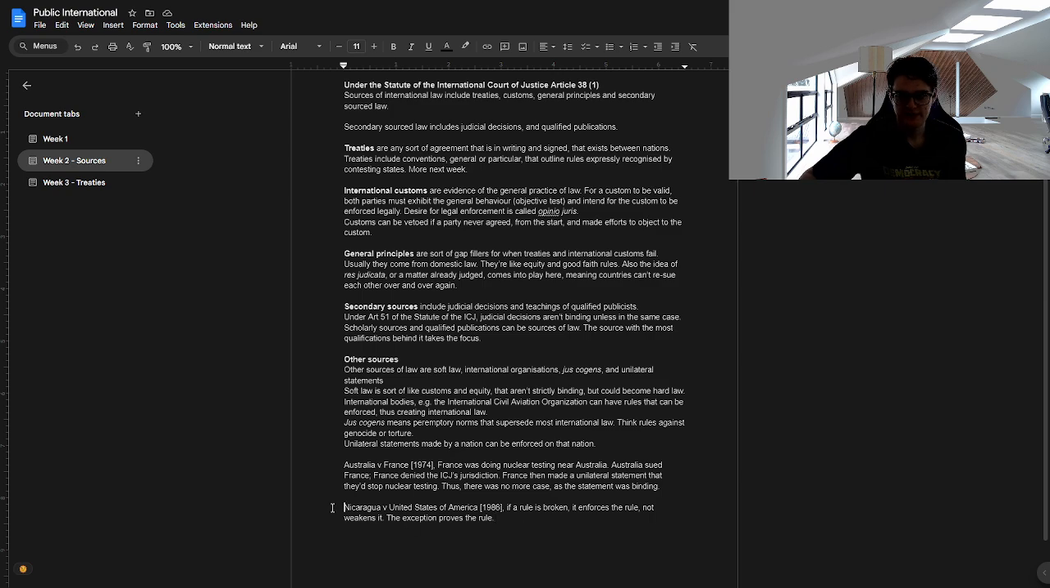Finally, Nicaragua versus the United States of America. There are a fair few facts in this case that I can't remember. But basically, if a rule is broken, instead of it being like, whoa, that's a pretty stupid rule, we declare the instance to be either a broken rule or an exception to the rule, and it strengthens the rule instead of weakening it. It's the concept that the exception proves the rule.